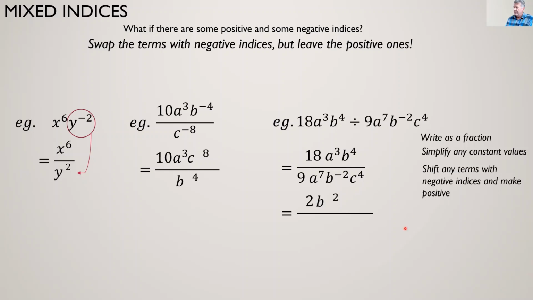All right, last step. Write in all of the other terms and use the index laws to simplify. So all the other terms, the a cubed stays up top, the b to the 4 stays up top, the a to the 7 stays down the bottom, the c to the 4 stays down the bottom. Okay. Now we can simplify.